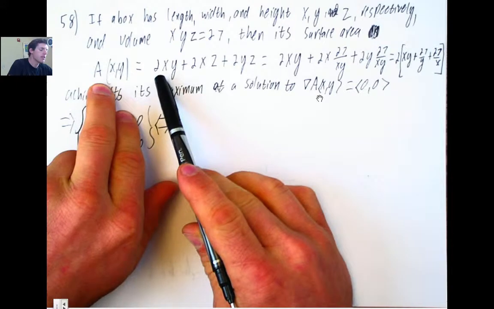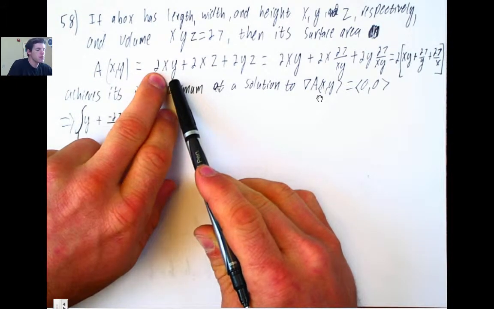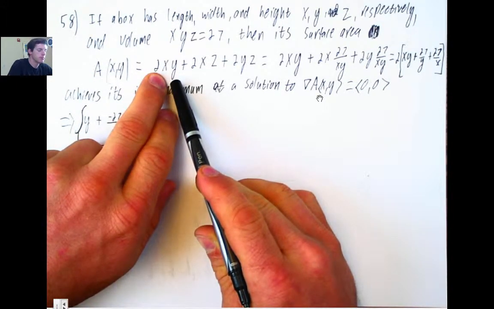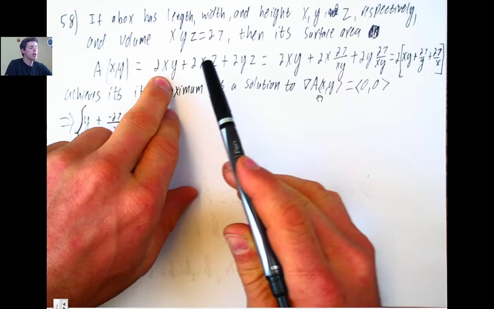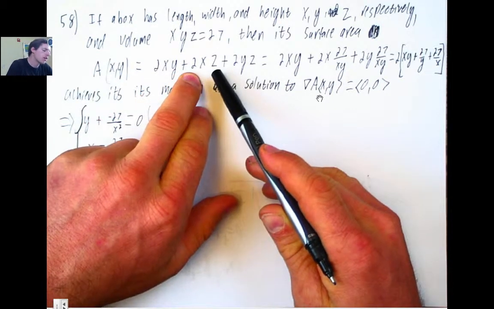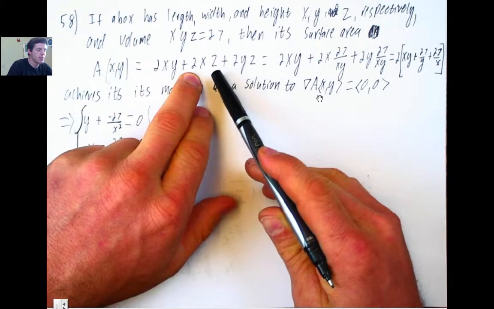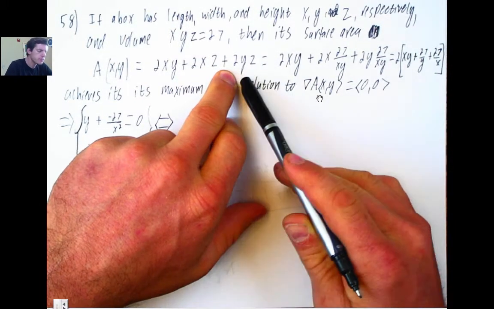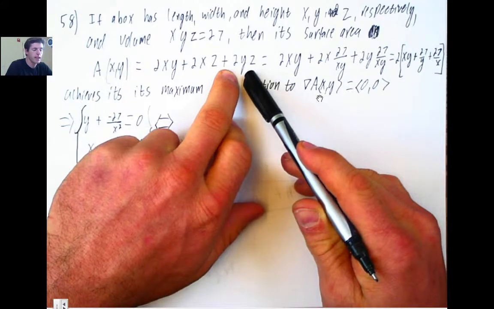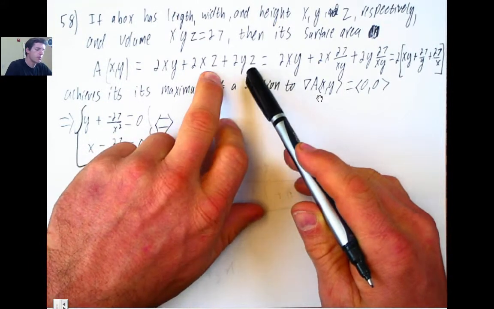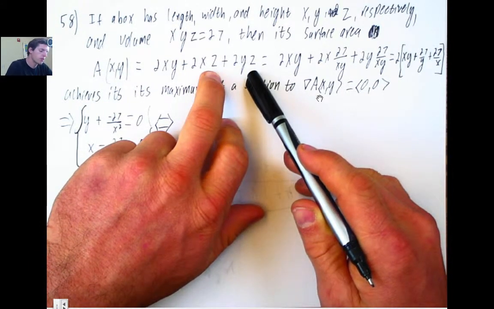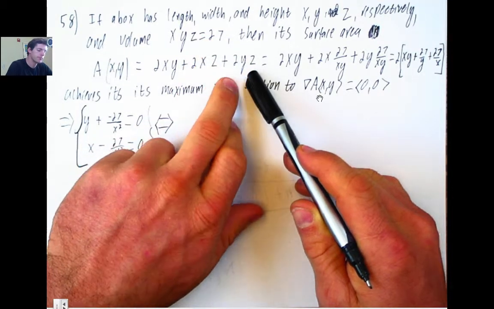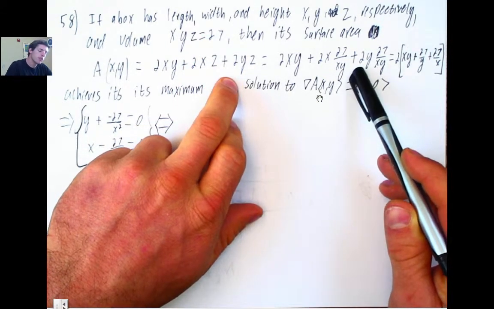So the surface area is 2 times the area of the bottom, right? The area of the bottom plus the area of the top, plus 2 times the area of the left side. That's the left side plus the right side, the area of the left side plus the area of the right side. And then, of course, the area of the front and the back. And then I replace z with 27 over x times y here. And then there's some canceling.